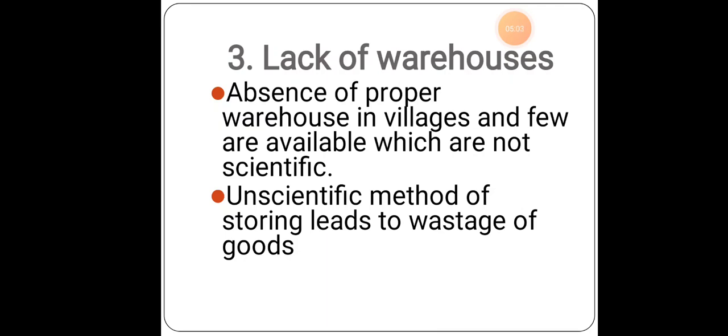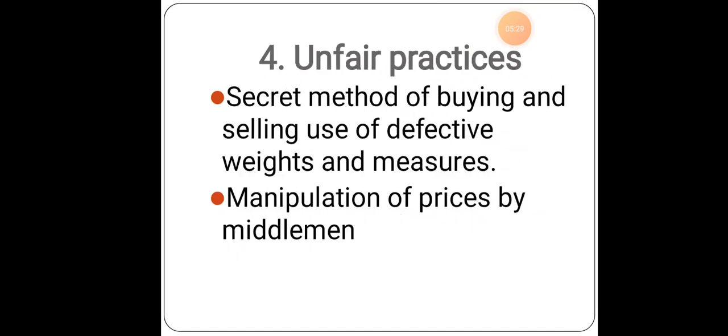And another thing, even if you have a warehouse, the facility the warehouse is providing should be of a better standard. Maybe rats, any kind of animals, any kind of insects should not be there in the godown. Maybe even because of the rain, it will be very difficult for the farmers to shift the products whenever it is raining. So all these things should be kept in mind when the warehouses or the godowns are being constructed. Next thing is about the unfair practices.